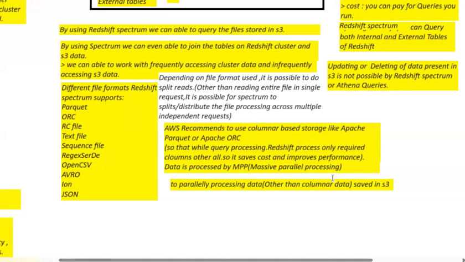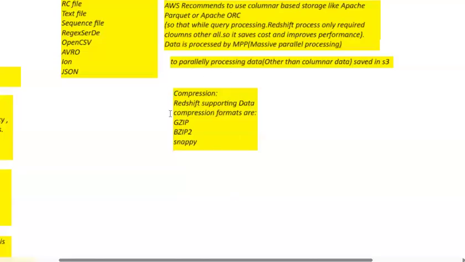The first way is compression. Redshift supports three types of compression: gzip, bzip2, and snappy. If you choose these compression formats, then you also need to learn about the different decryption types that Redshift can do. Redshift can do decryption of files encrypted using AES 256, key managed by S3, and it also supports server side encryption using KMS.